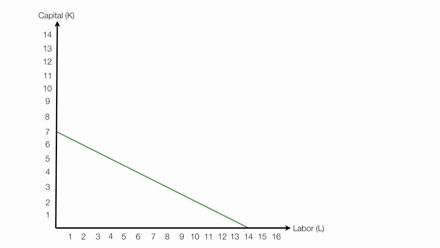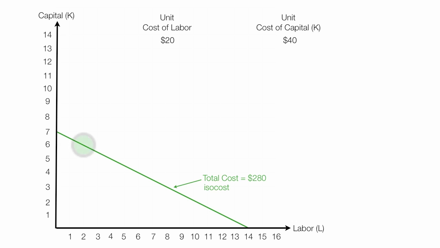I'll draw in an isocost line, and the unit cost of labor is $20, and the unit cost of capital is $40. The total cost is $280 anywhere on that line. No matter where I'm at on this line, the total cost is always going to be $280.